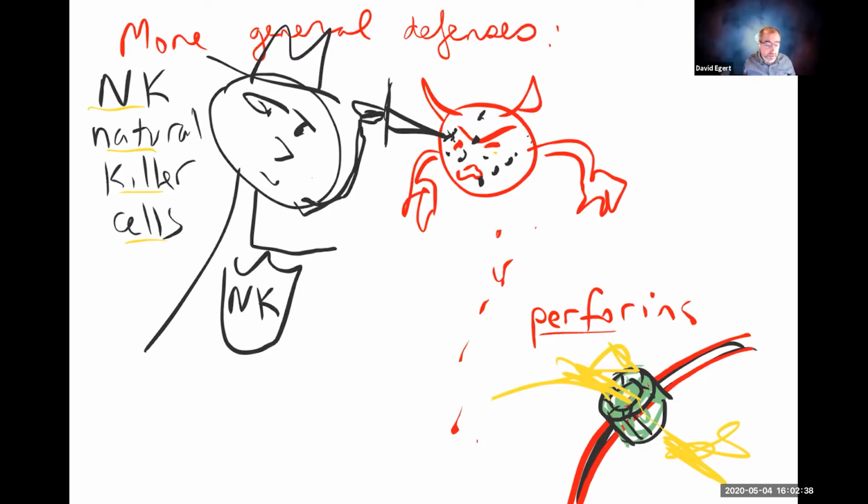So natural killer cells, we're going to meet other killer cells when we get to the specific defenses, the killer T cells that are doing a similar thing like this, but in response to infection by a specific pathogen. These natural killer cells are, again, part of general defenses. So natural killer cells, more general defenses.